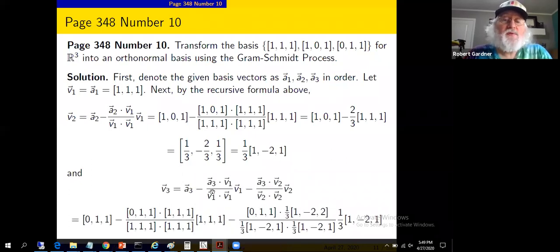Now, v sub 3 is found by taking the next vector in the original list, 0, 1, 1, the a sub 3 vector, projecting it onto v sub 1, here's v sub 1, and then projecting it onto v sub 2, here's v sub 2, and then subtracting away.